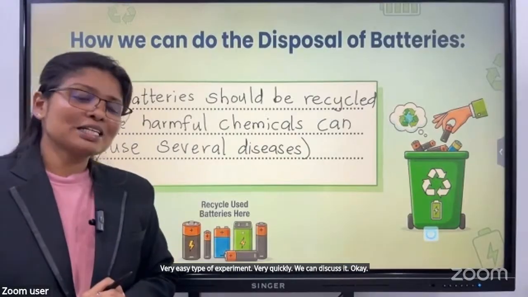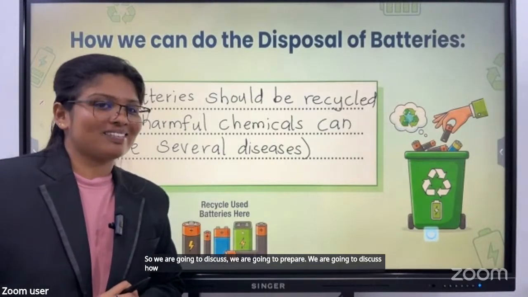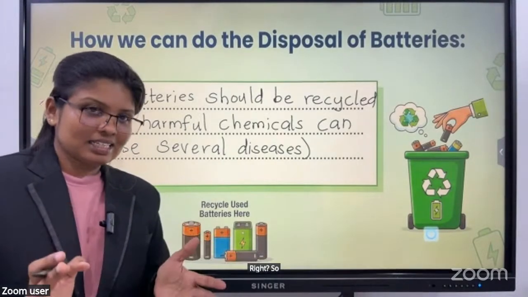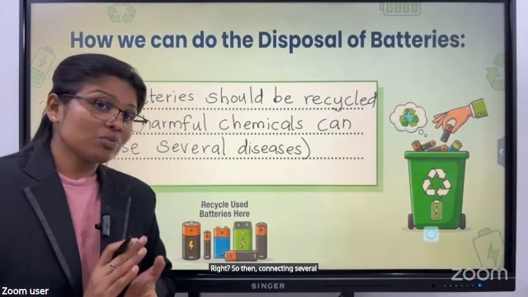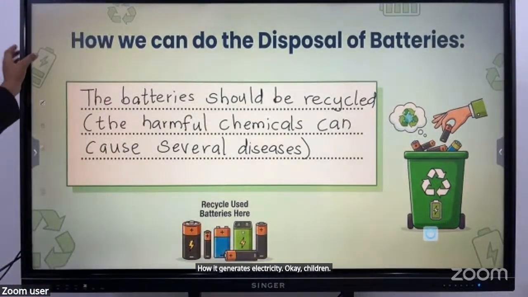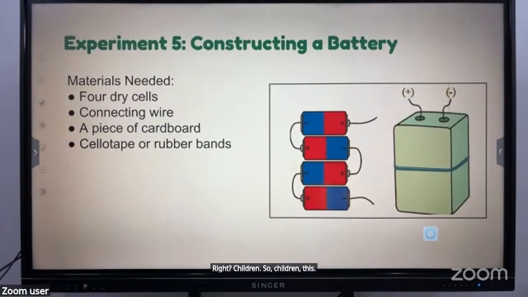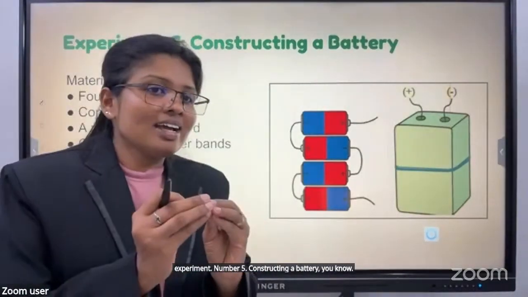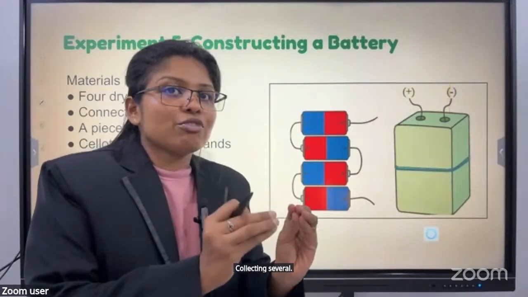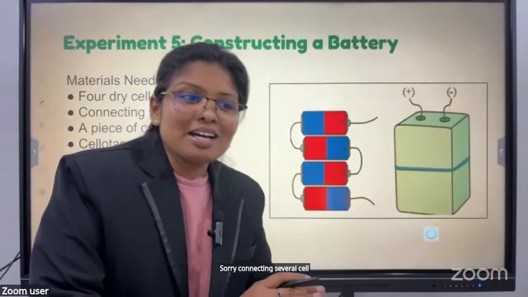Okay. So we are going to discuss how we can make a battery handy pack, right? So then connecting several batteries, we check how it generates electricity. Okay, children? Right. Right, children. So, children, this is mentioned on page number 23. Experiment number 5, constructing a battery. You know, collecting several cells, connecting several cells, we can form a battery.